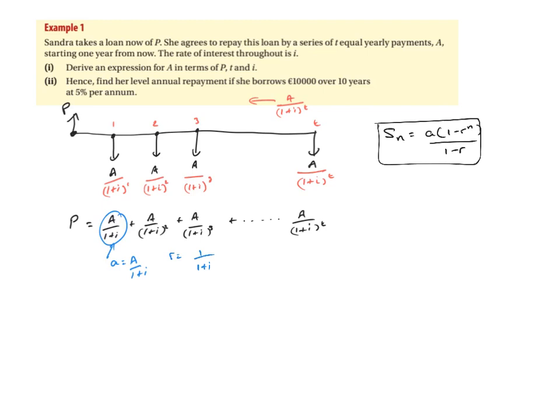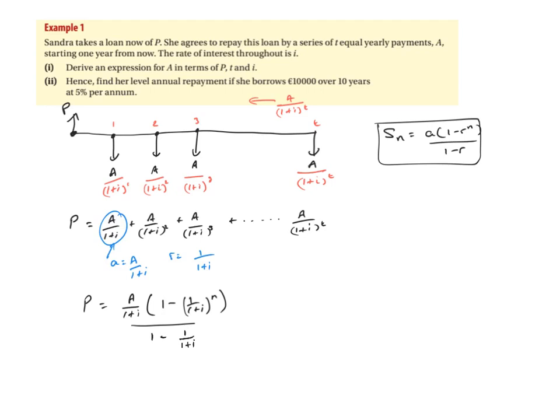Okay, so first thing we do then is P is equal to, because remember we've still got P there, and now just stick in everything that we know. So our A is equal to A over 1 plus I, and we've got 1 minus R to the power of n, where R is 1 over 1 plus I, all over 1 minus R, which is 1 minus 1 over 1 plus I. Okay, so now we're going to have to start simplifying this.